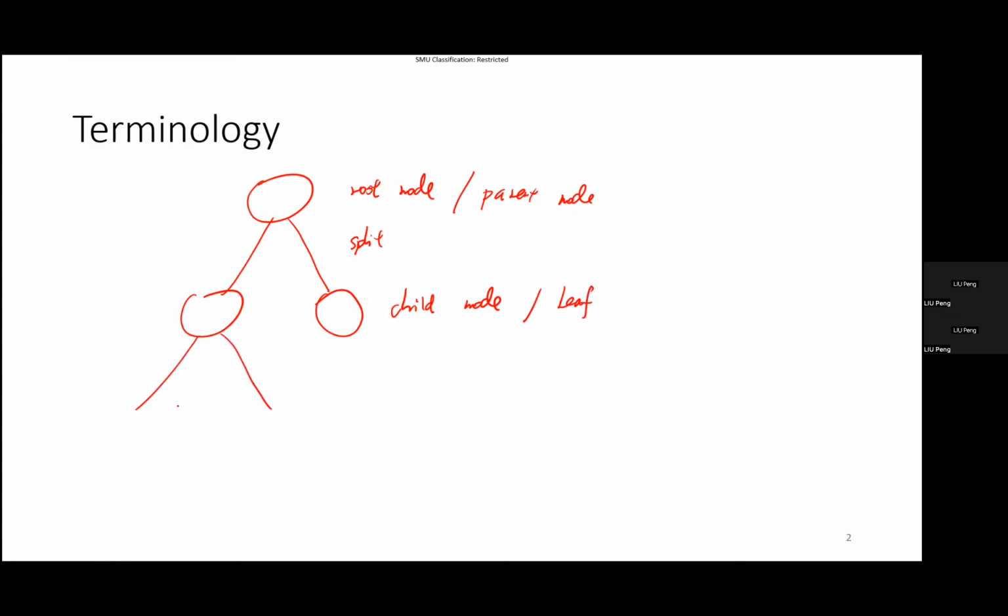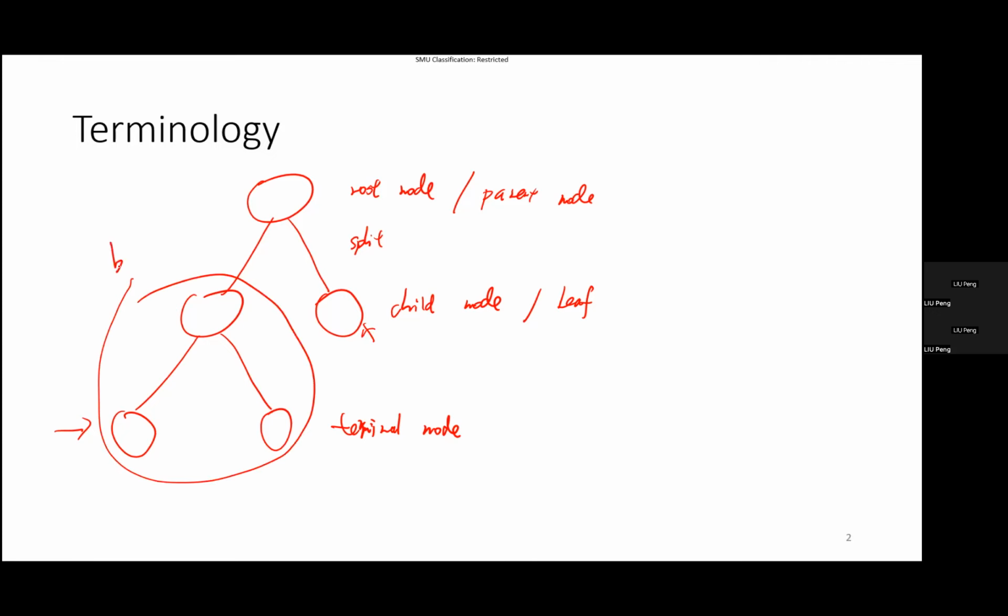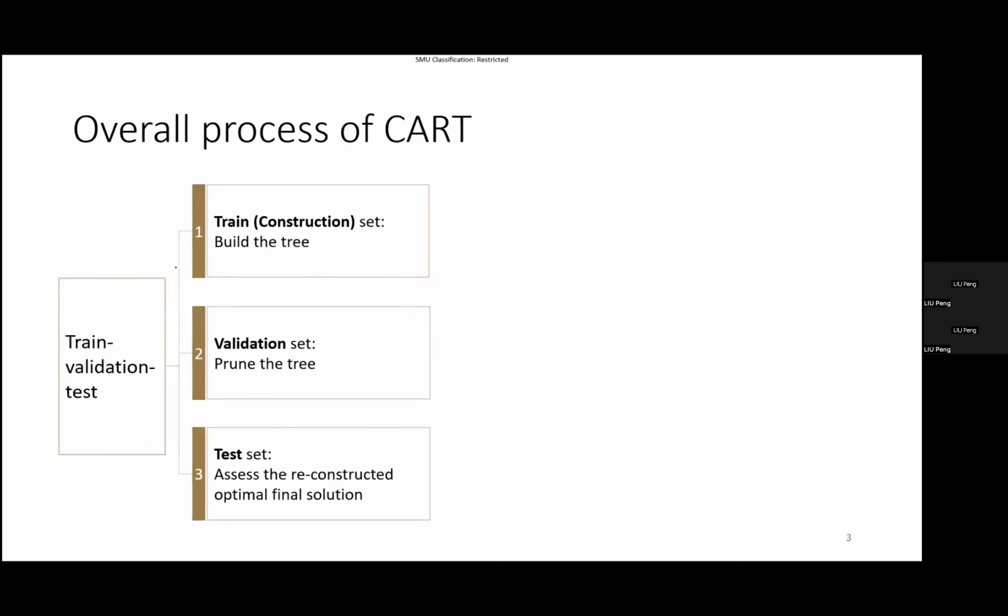So if we continue to go down the tree, and if this is the end, the last layer, then this is called the terminal node. So it's terminal, and this is terminal as well for this level, right? This is called a branch, or a subtree. It's a branch of the tree. So these are just different names we use to describe the tree and its constituents. All right.